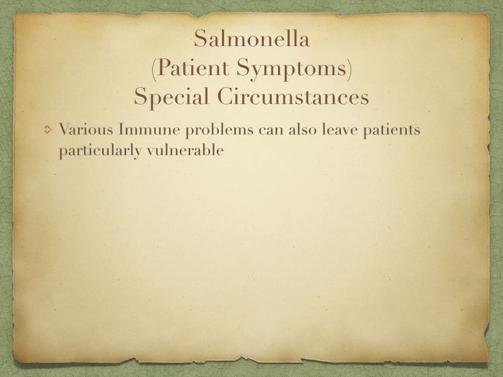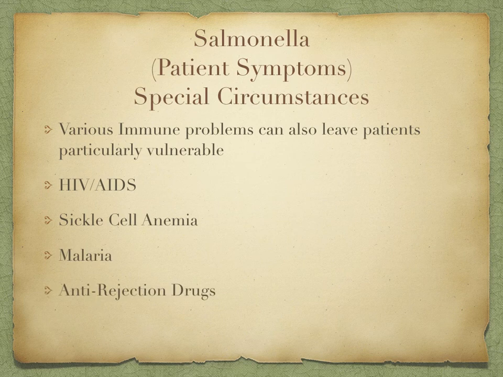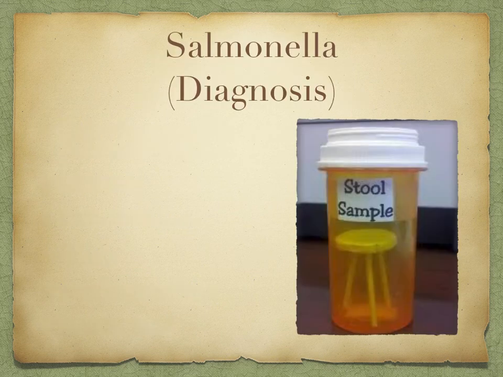People with various immune problems can also be particularly vulnerable to salmonella. So people with HIV and AIDS, sickle cell anemia, malaria, or those using anti-rejection drugs because of a lung transplant or an organ transplant, and corticosteroids as well. All right, so how do you test for salmonella? Well, you can take a blood test, but primarily we are testing the stool. Like I said, this lives in the stool of the host.